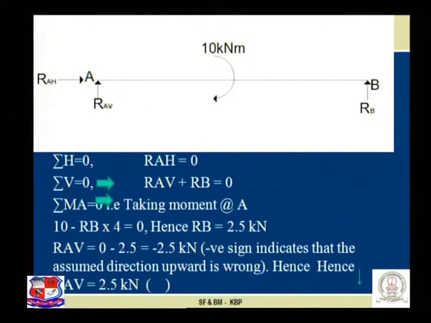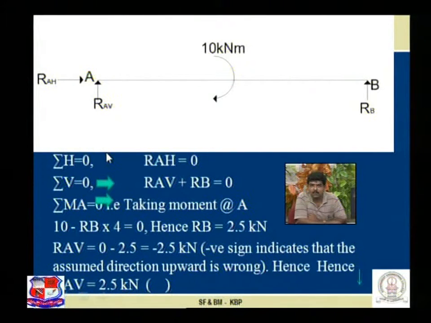At A, the given support is a hinge, so there are two unknowns, RAH and RAV, the horizontal reaction and vertical reaction, while at B, a roller support, there is only one unknown, the vertical reaction RB. Step number 1, apply sigma H equal to 0. We will achieve RAH equal to 0, as there is no horizontal force acting on this particular beam.